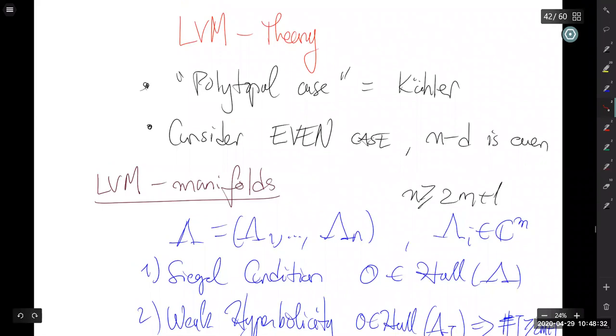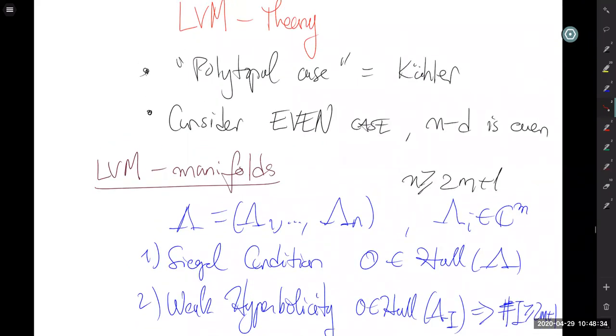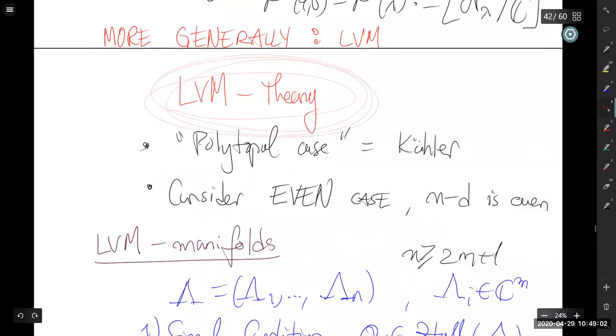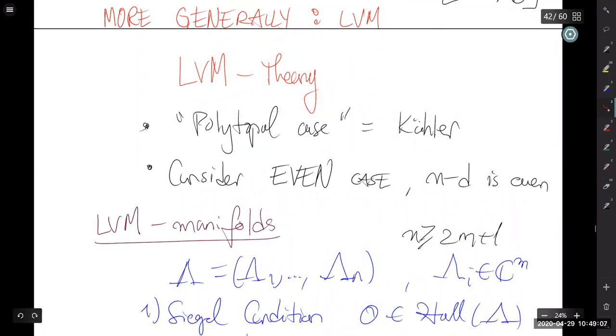Okay, now we're ready to generalize. I mean, this was P1, but now we want to do every toric variety, and we want to deform every toric variety into a whole moduli space of quantum toric varieties using this geometric invariant theory. Well, the simplest case is when n minus d is even. This is the Kähler case, the nicest possible case. And this is the so-called LVM theory because of López de Medrano, Verjovsky, and Meersseman.